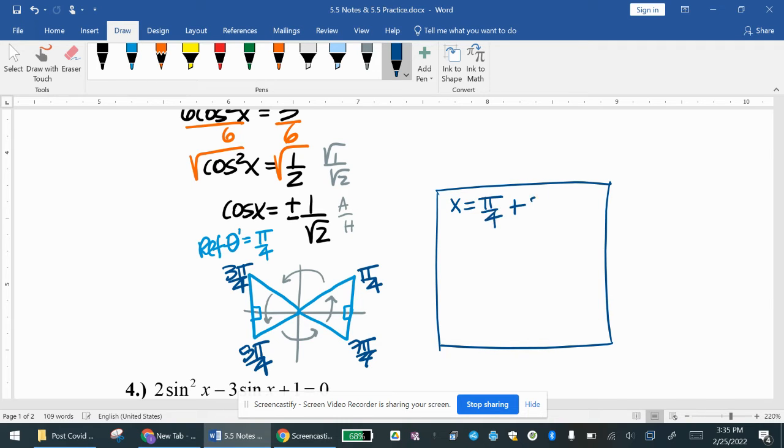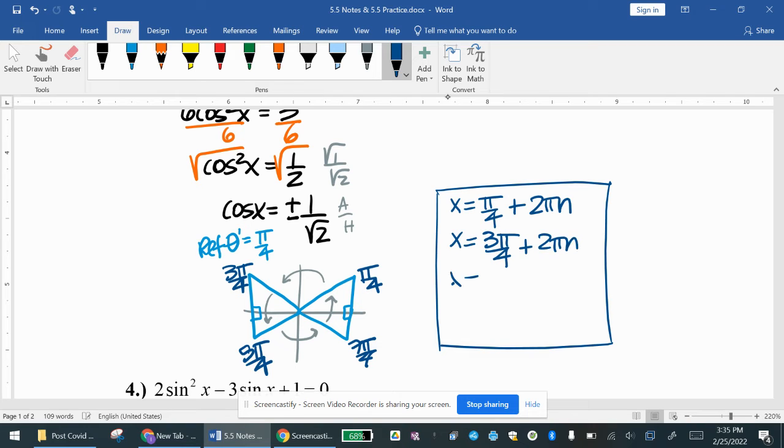pi over 4 plus 2 pi n, because that's the period. Don't forget that you have to pay attention to the trig function. Cosine and sine have a period of 2 pi. And then you're saying that there's infinitely many answers, and that's why you need the n. And you can keep going and giving the rest.